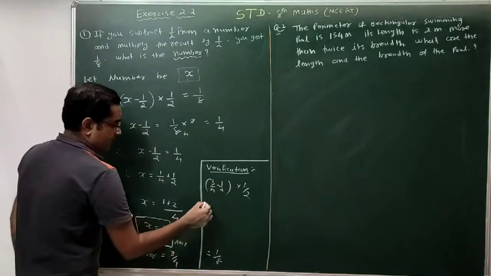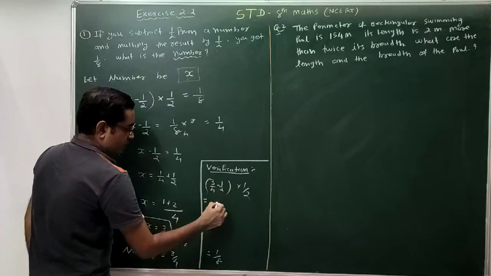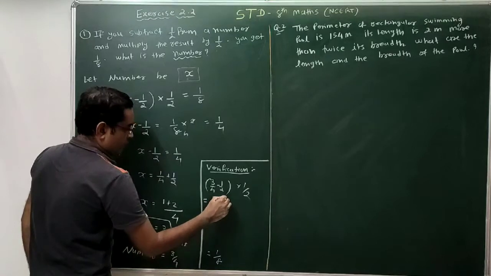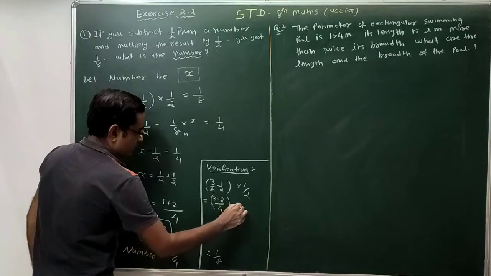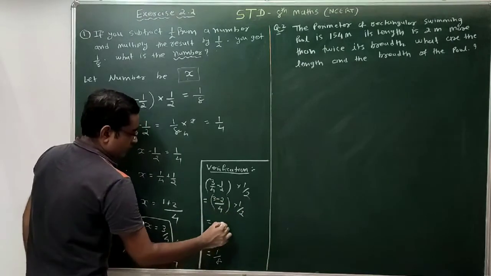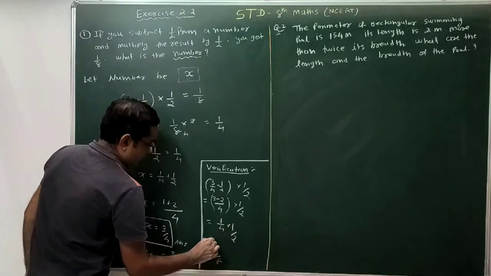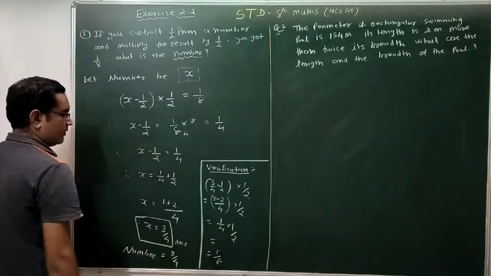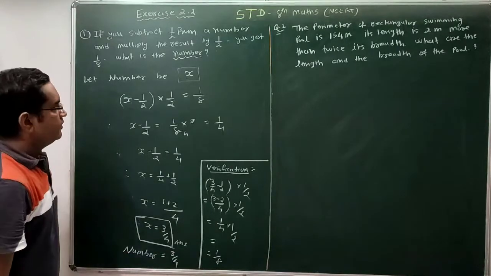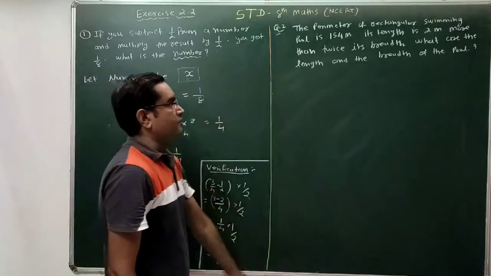Done. So let's try it. 3 by 4 minus 1 by 2. So 4 is the LCM. So it's 3 minus 2 twos are 4, so it's 3 minus 2, which is 1 by 4, into 1 by 2, that is equal to 1 by 8. Therefore, our answer is right. Clear? Very simple, sir. Now next one.